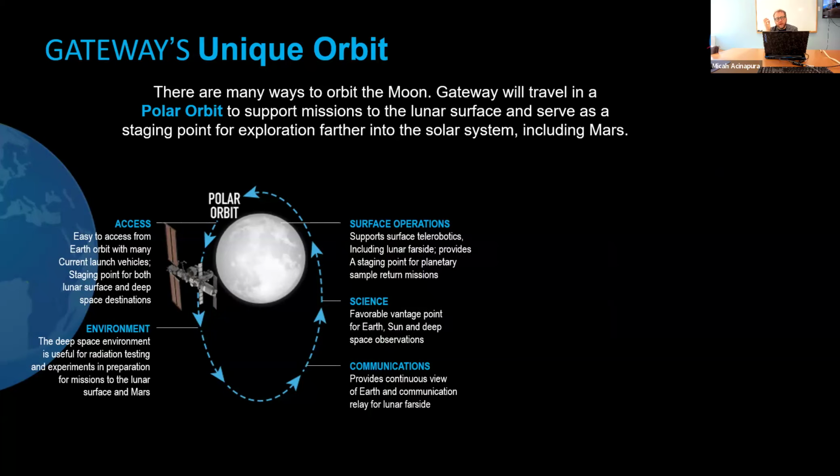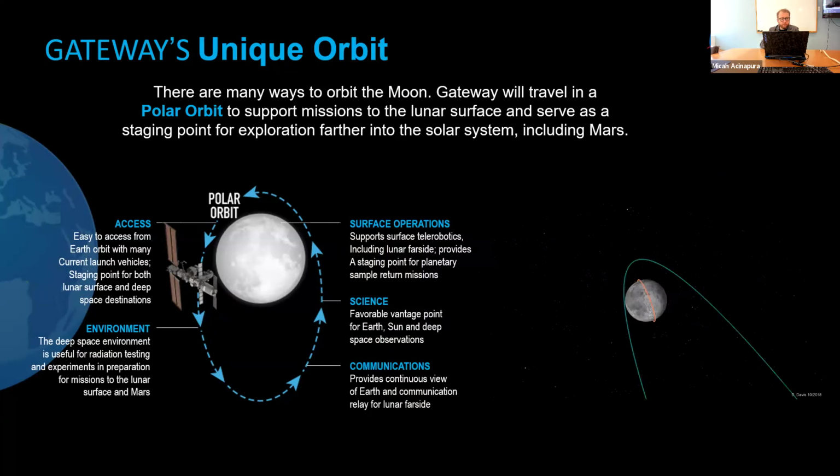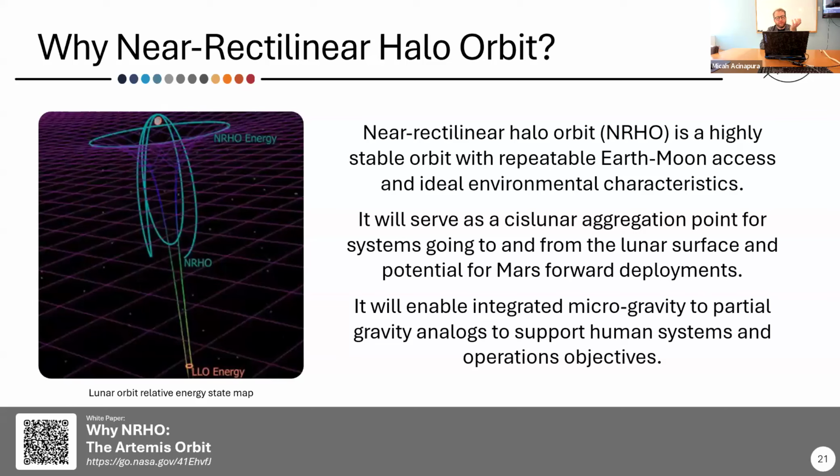Essentially, what that does is allow us to maintain almost entirely constant communication between the Gateway itself and the south pole of the moon where the astronauts will be, as well as having almost always a line of sight with the Earth. And so it's really going to allow for constant communication. Definitely very exciting. But it's going to be in this near rectilinear halo orbit.